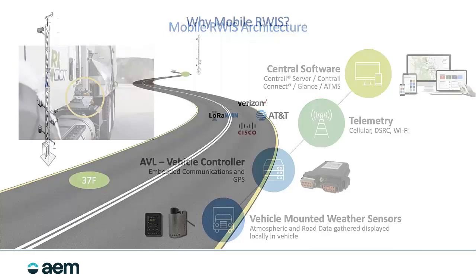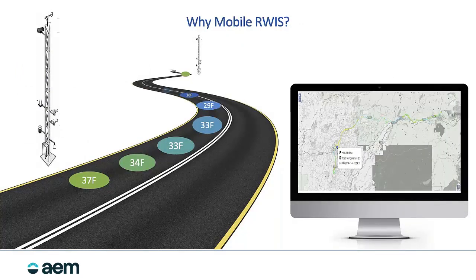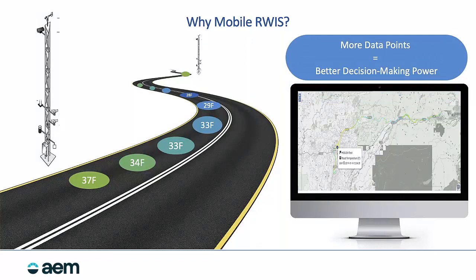So a system that ends up with just those two data points, now we can get actual readings, road temperatures and pavement states between them. This allows you to fill in those gaps. Plow operators can focus on the road instead of having to worry about transmitting road states. And in this case, more data points equals better decision-making power.